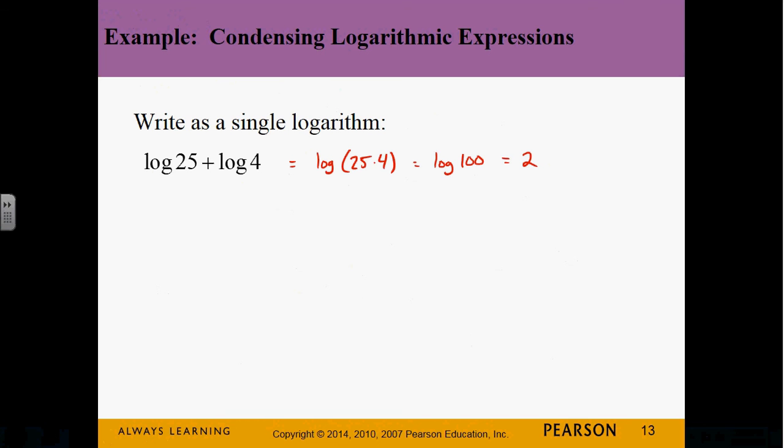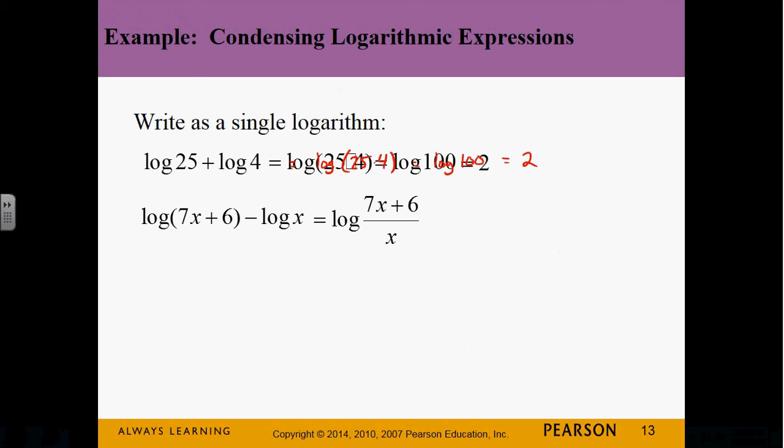All right. What about log of 7x plus 6 minus log of x? Since we're subtracting, same bases, what rule are we going to use? The quotient rule, right. Remember, addition is product, subtraction is quotient. So since this is the positive one, it goes in the numerator. Since this is the negative one, it goes in the denominator. You just have log of 7x plus 6 over x.